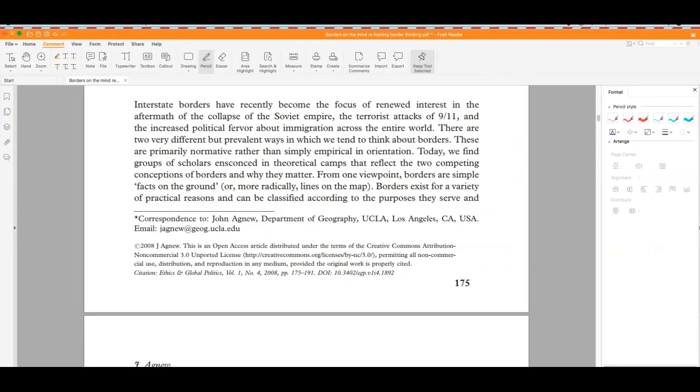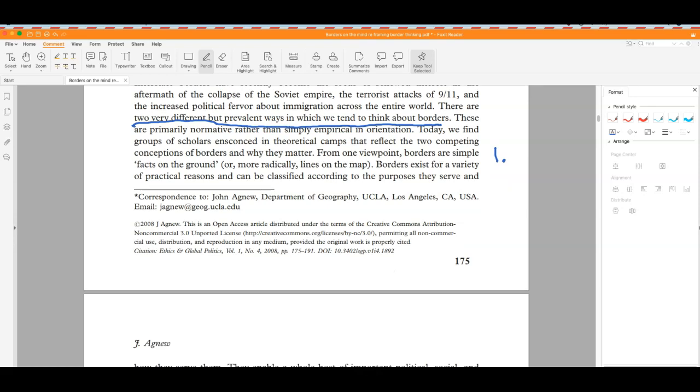So in this article, the thing that John Agnew is interested in is borders. And he doesn't tell us straight up what he's arguing. Instead, he introduces us to the conversation. You can see here there are two very different but prevalent ways in which we tend to think about borders. That's the conversation. How do we talk about borders? And then he outlines them for us. One, borders are simply facts on the ground. They exist for a lot of practical reasons, and they can be classified according to the purposes they serve.